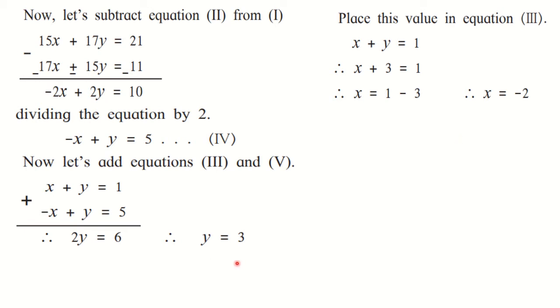So we got both the values, y is equal to 3 and x is equal to minus 2. And finally, don't forget to write down the solution, which is an ordered pair in which the value of x you are going to write first and then the value of y. Okay, so minus 2 comma 3 is the solution of these two equations.